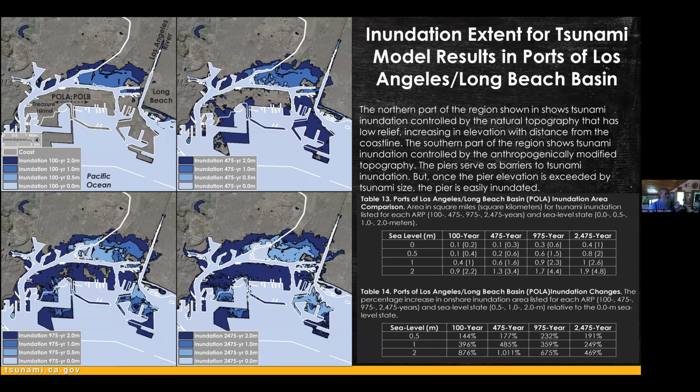Here we are in Los Angeles, the ports of Los Angeles and Long Beach in Southern California. The northern part of the region shown here shows tsunami inundation controlled by the natural topography that has low relief, increasing in elevation with distance from the coastline. The southern part of the region shows tsunami inundation controlled by anthropogenically modified topography. The piers serve as barriers to tsunami inundation, but once the pier elevation is exceeded by tsunami size or sea level state, the pier is easily inundated.